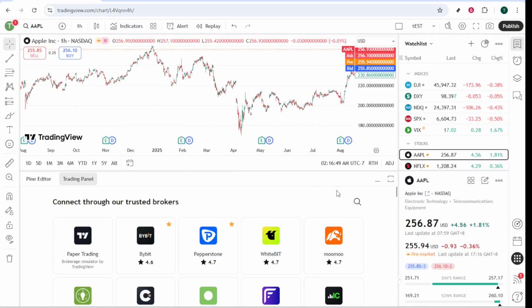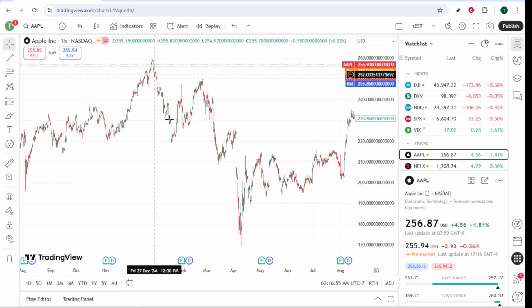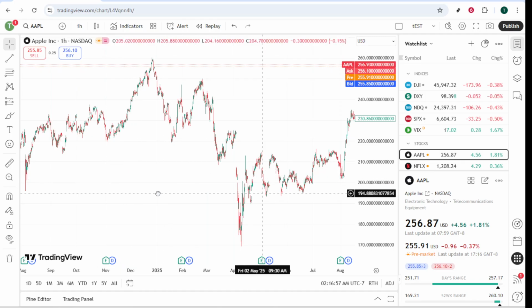Remember, while it might seem like an extra step because you are using two platforms, this method allows you to leverage the powerful analysis tools from TradingView and the reliable execution services offered by XM.